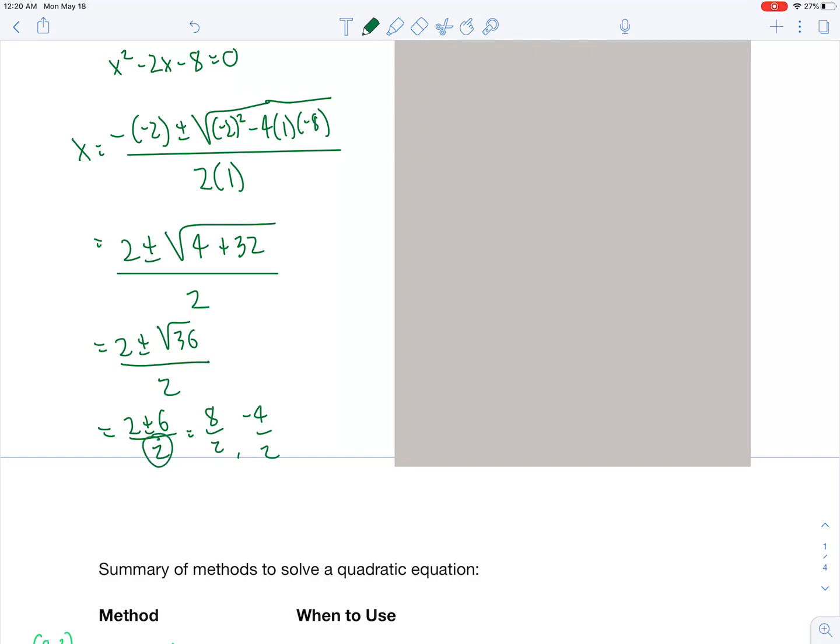They were both underneath a 2, so I have two separate solutions as 8 over 2 and negative 4 over 2. One last step is to simplify our fractions. So we get two possible answers here for x. We get 4 and negative 2.